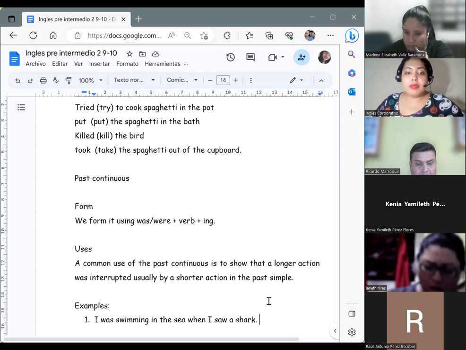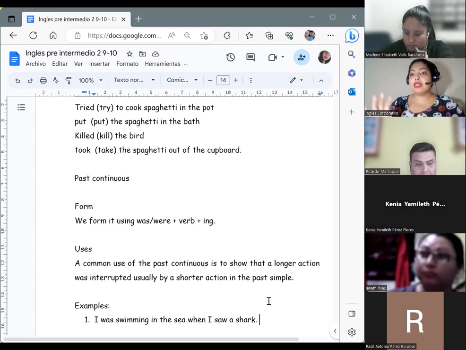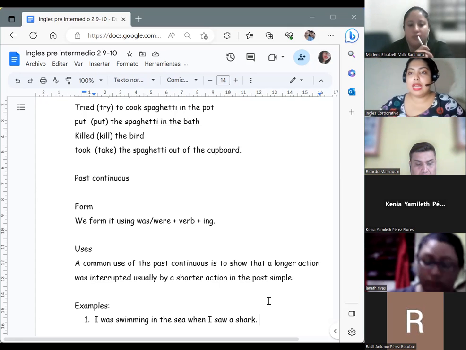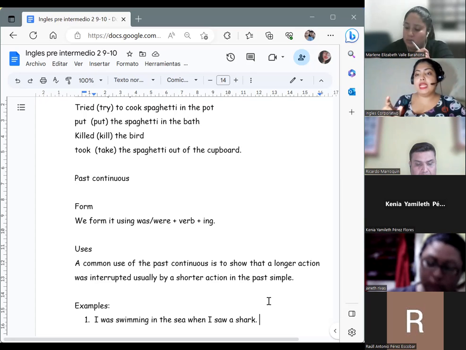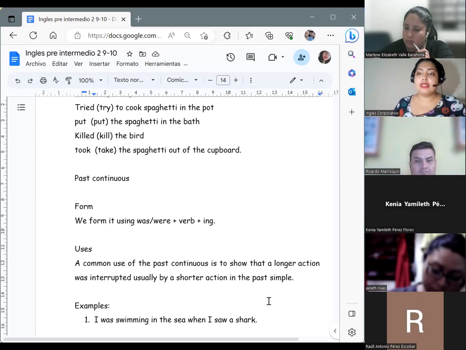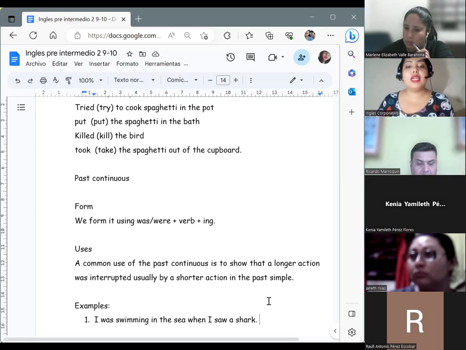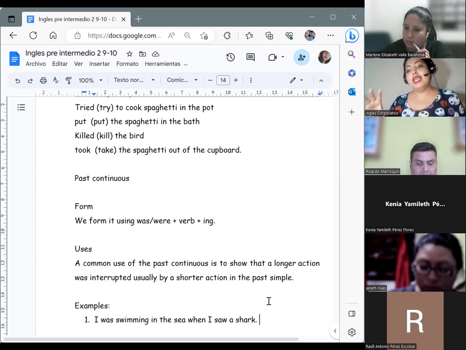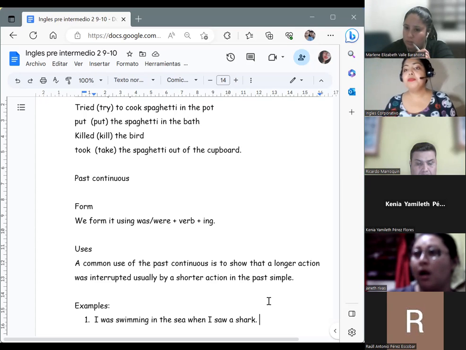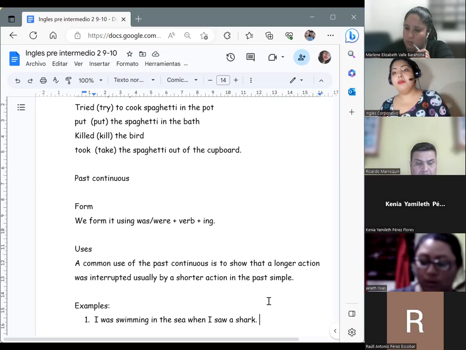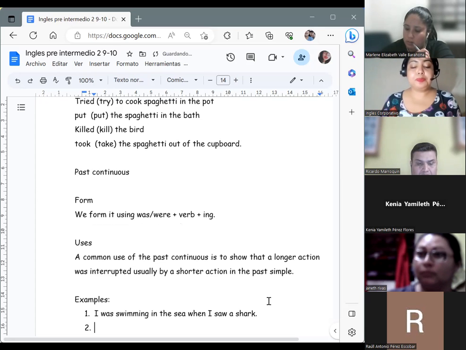I was swimming in the sea. Esa es la parte más larga, ¿verdad? La acción más larga. When, ahí es donde yo determino que hay una oración más corta que está interrumpiendo mi acción. When I saw a shark. Y esa acción que interrumpe mi acción principal va a ir escrita en pasado simple.